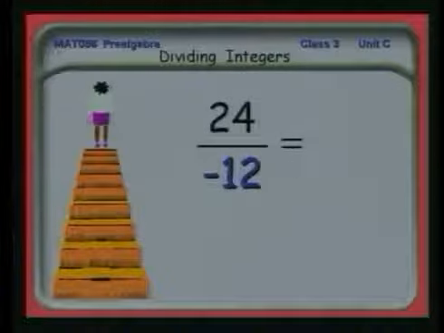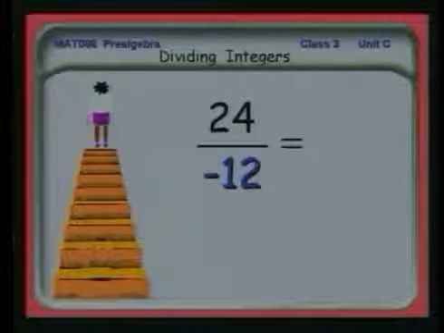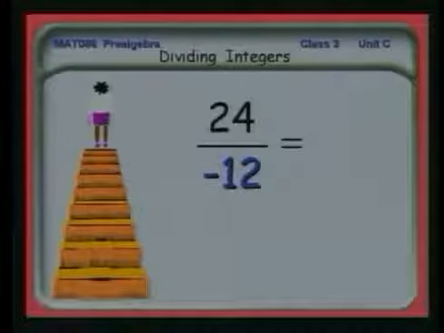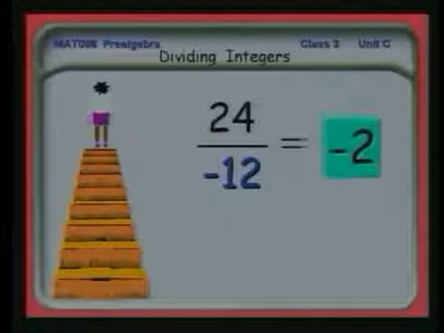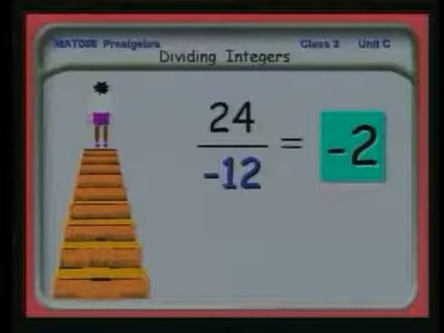So I'm almost there. I have 24 divided by minus 12. Positive divided by negative is going to give me a negative result. So my answer to this problem is minus 2.